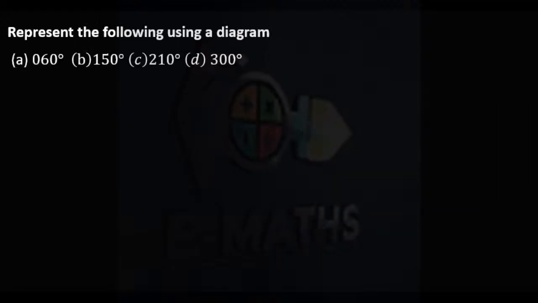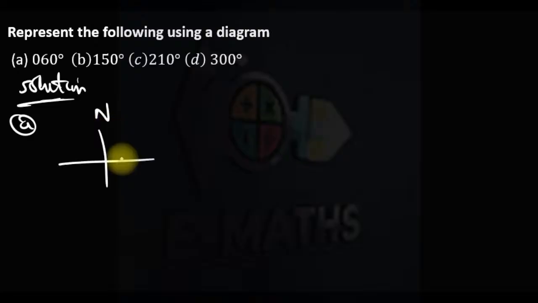So we're going to represent this. Look at this example. They say represent the following using a diagram. As you can see, these are all three-digit bearings. So how do you do it? We first draw our cardinal points: north, south, east, west. We now start 60 degrees from north. We move from north, so this is 060 degrees. That's the first one. And always put the direction.